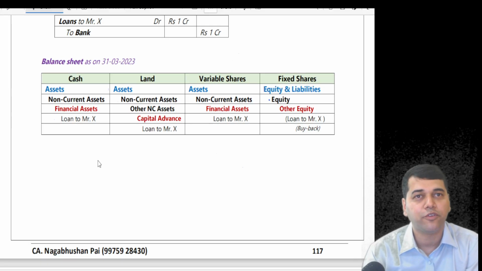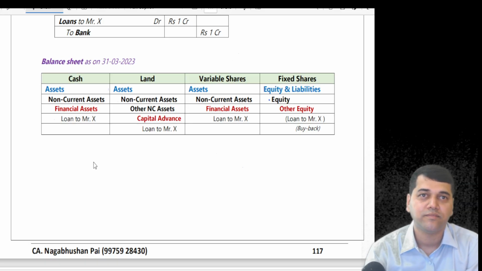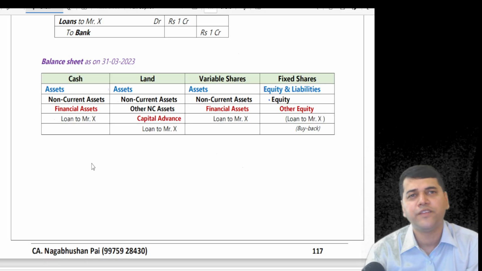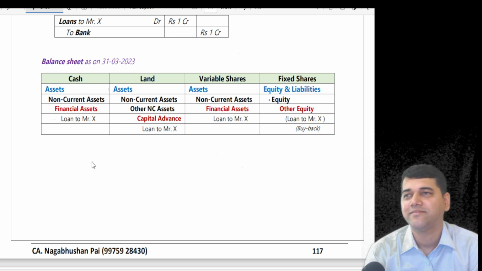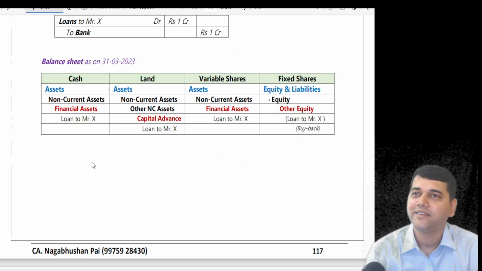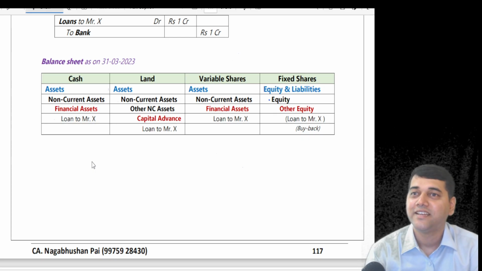can you give me examples of financial assets which may be sitting in the balance sheet? What is the financial asset? Okay, tell me, what is the financial asset? Cash. Of what?